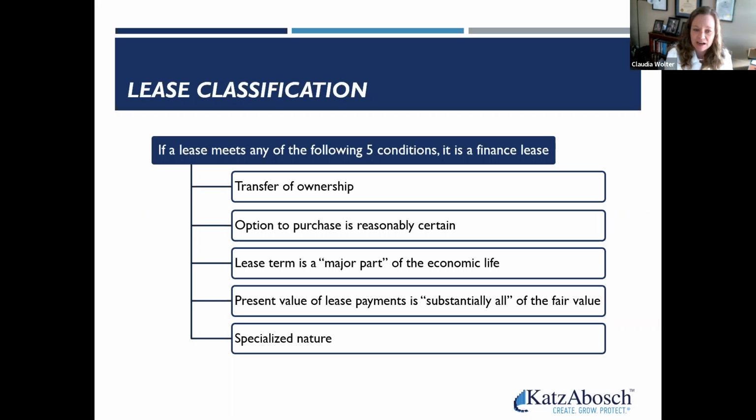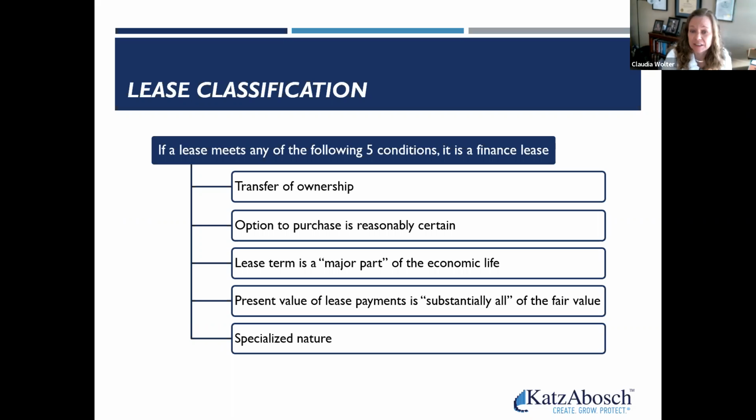So if you have an asset with a 10-year life and you're leasing it for 8 years, that's 80%. Under the old capital lease rules, it was more than 75%. They've actually gotten rid of those bright lines, and now it's blurred. They're just saying major part. So you have to determine what a major part is, so there's some subjectivity added there.